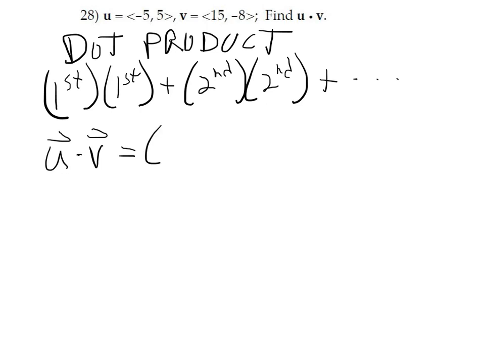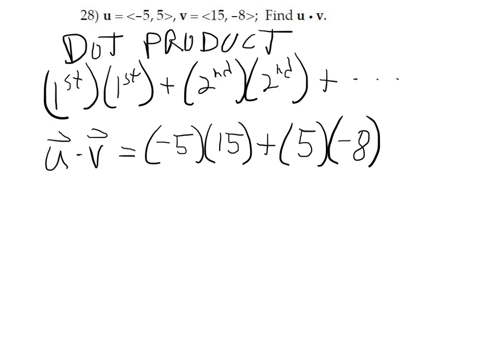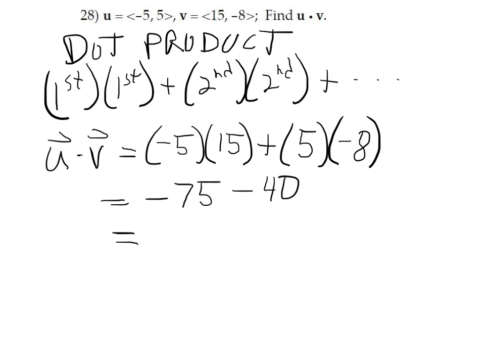So this one would be the first, negative 5 times the first of v, which is 15, plus the second of u, which is 5, times the second of v, which is negative 8. So we have negative 75 minus 40, and that is negative 115. This is not an angle, no degree signs. This is not a vector, so no component form or bold or whatever notation your book might be using. This is a number. The dot product of u and v is negative 115.